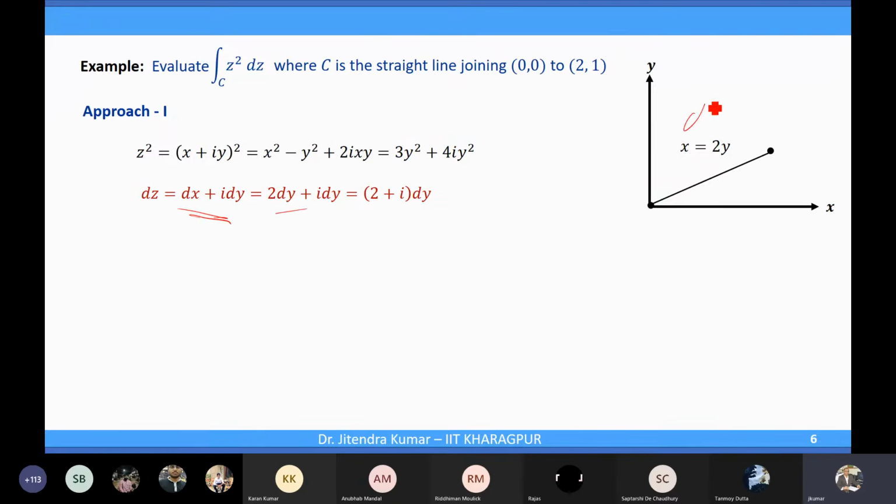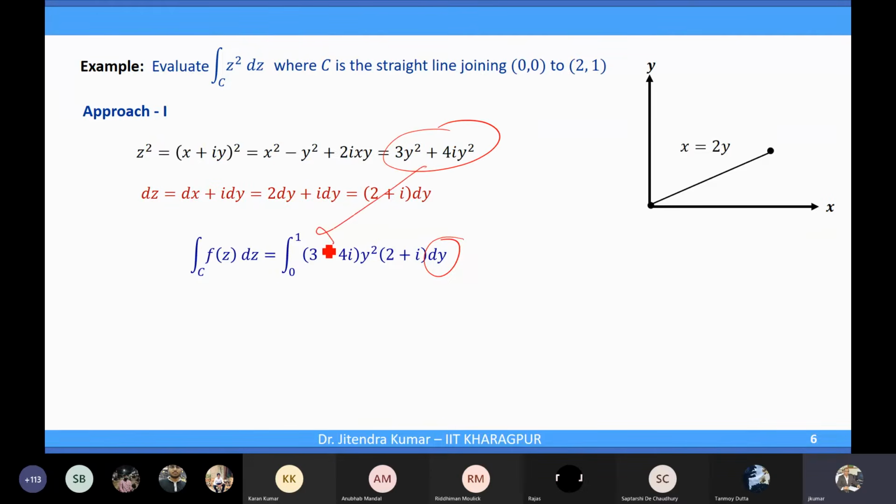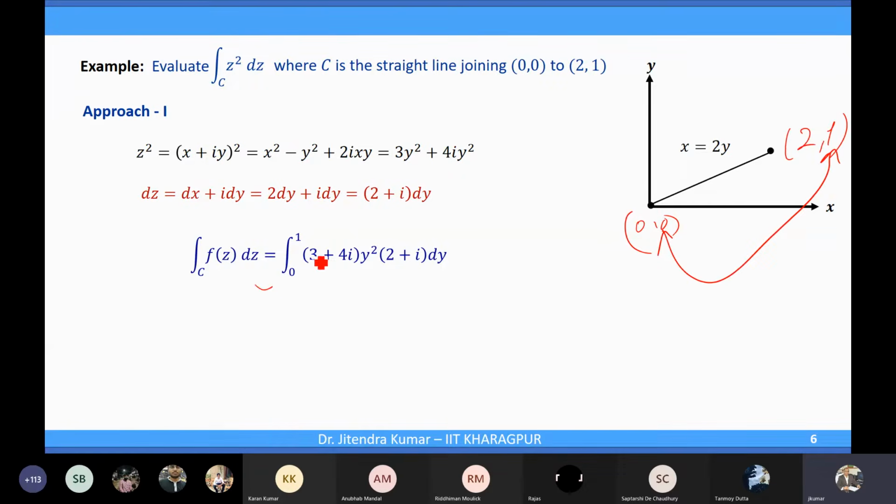So here the dx is easy for me because otherwise a half will come there. That also you can do, but let's just change dx to 2 dy, and then you have dz in the form of dy. Then everything is in terms of dy. You substitute your z squared here, and then you substitute your dz there and integrate over y, and the limits of y go from 0 to 1. You integrate that, and you will find the value 2 plus 11i by 3.